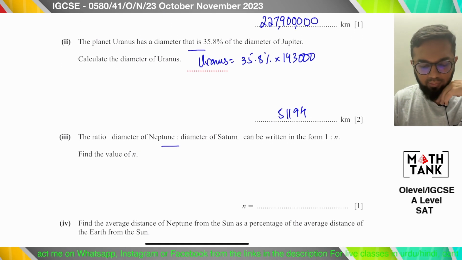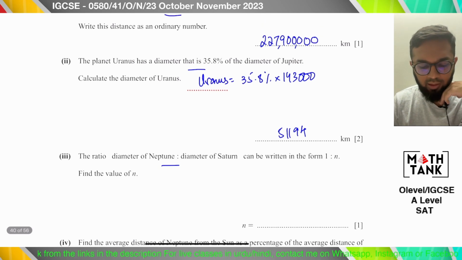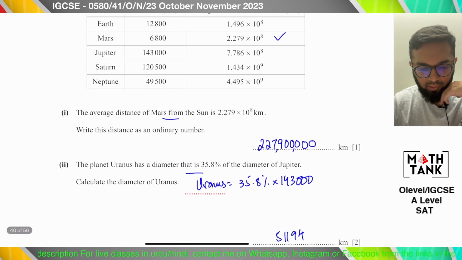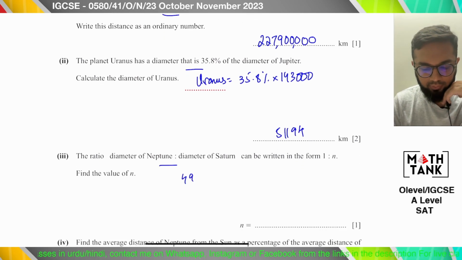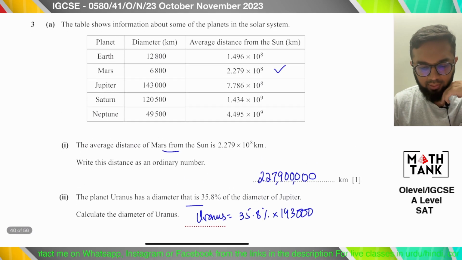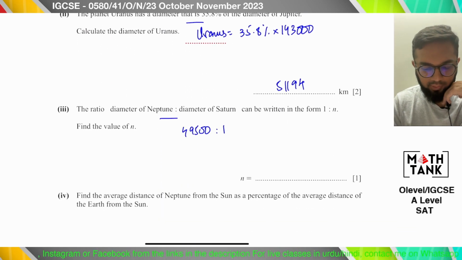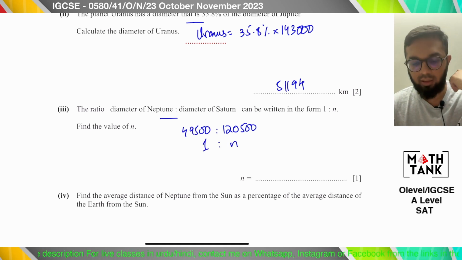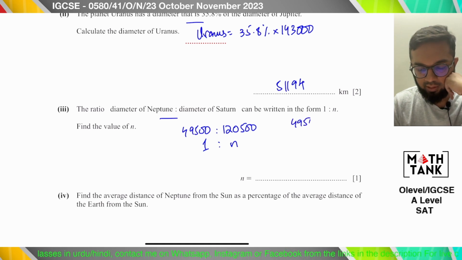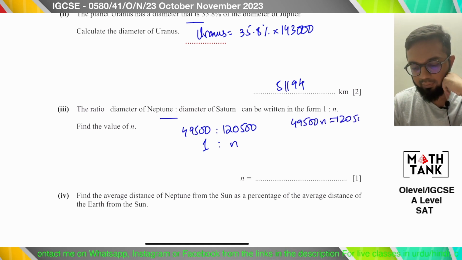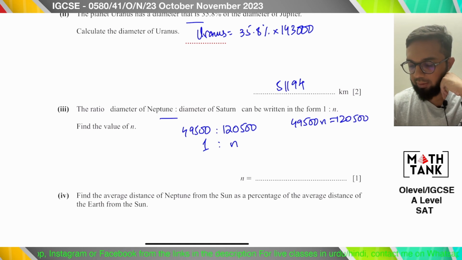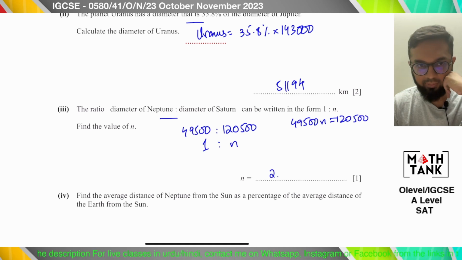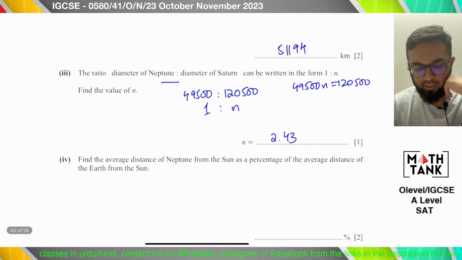The ratio of the diameter of Neptune to the diameter of Saturn can be written in the form 1 is to n. The diameter of Neptune is 49,500, and the diameter of Saturn is 125,500. So I'm going to write 1 is to n and then cross multiply to find n. So I have 49,500 n equals 125,500. So 125,500 divided by 49,500 gives me a decimal number, 2.43.